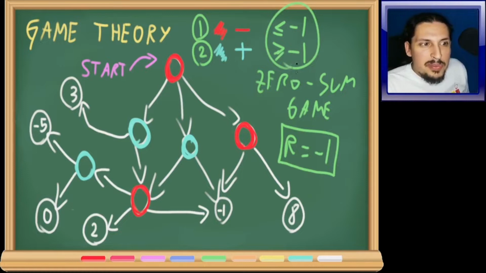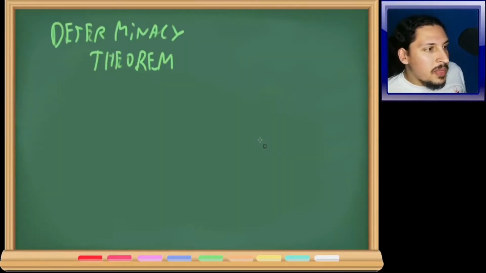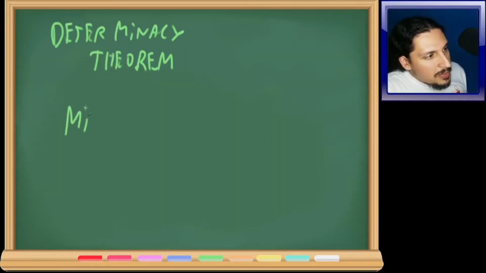They can both force it. So yeah, that's what it means. And the theorem is that there is always a well-defined result. And how do we compute it? Well, the way we compute it for this kind of games is basically using the minimax algorithm.